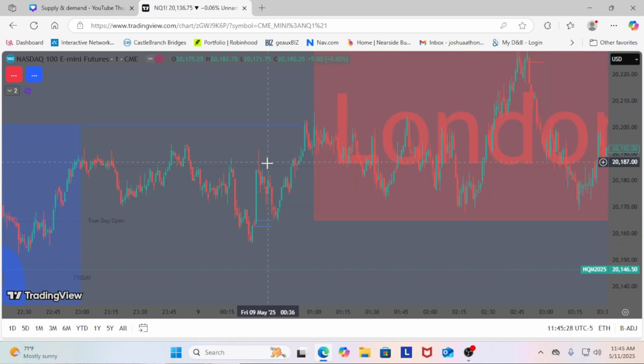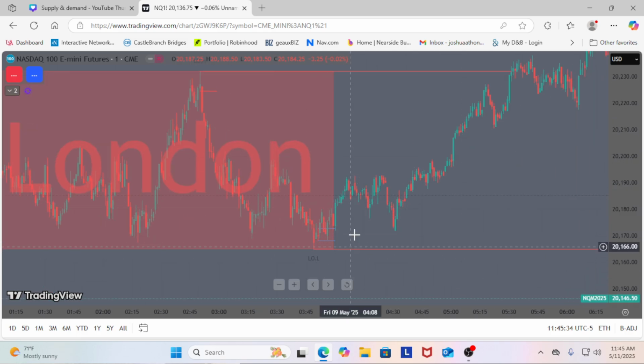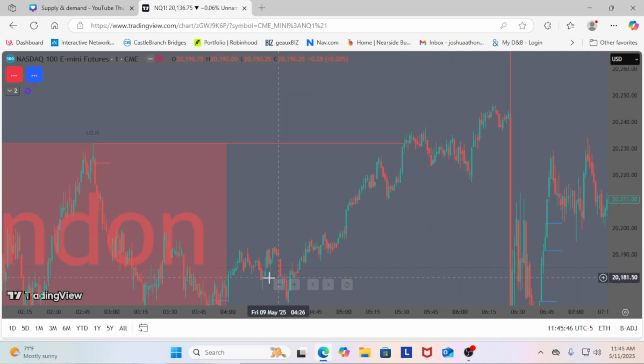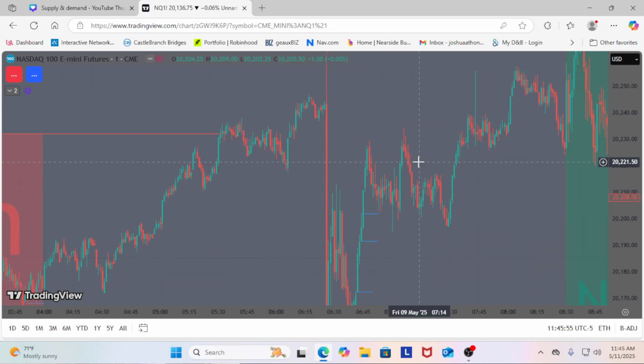Demand gets printed, skyrockets up. Supply gets printed here. It falls during the London session. London ends, demand gets printed, comes up, retests the demand, and since nothing gets printed, but it did fall into the demand zone, I would take another long there. So you longed it here, made your 20 points, came back down, retested the demand zone. I would take that, I would execute that trade again.